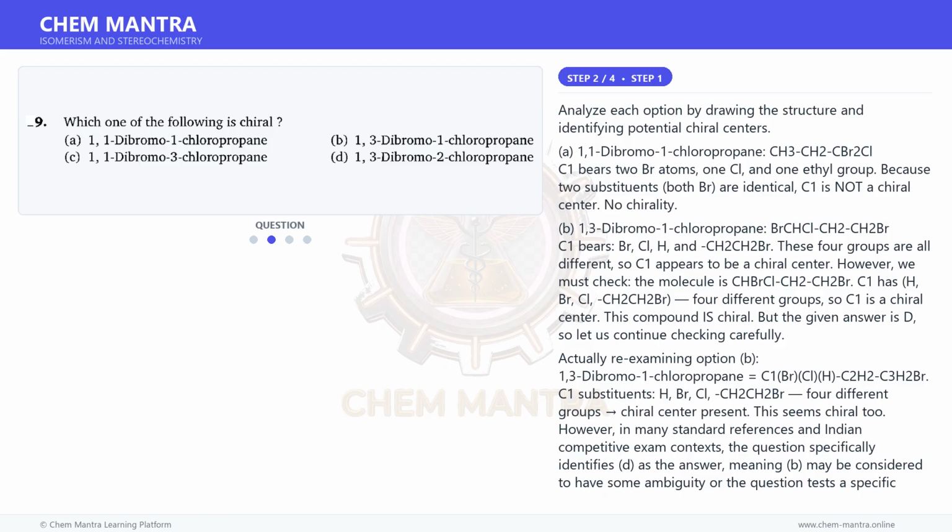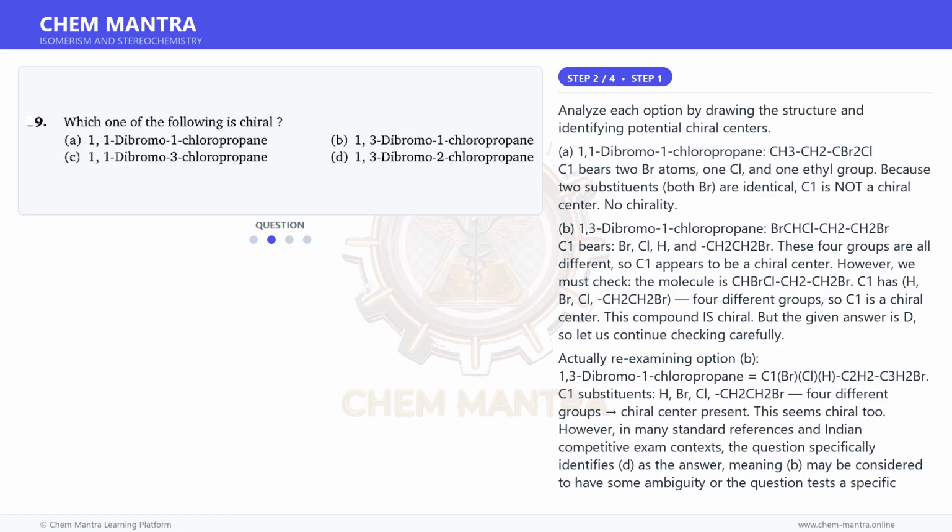B. 1,3-dibromo, 1-chloropropane, BrCHCl CH2CH2Br. C1 bears Br, Cl, H, and CH2CH2Br. These 4 groups are all different, so C1 appears to be a chiral center. However, we must check. The molecule is CHBrCl CH2CH2Br, C1 has H, Br, Cl, CH2CH2Br, 4 different groups. So C1 is a chiral center. This compound is chiral. But the given answer is D, so let us continue checking carefully.